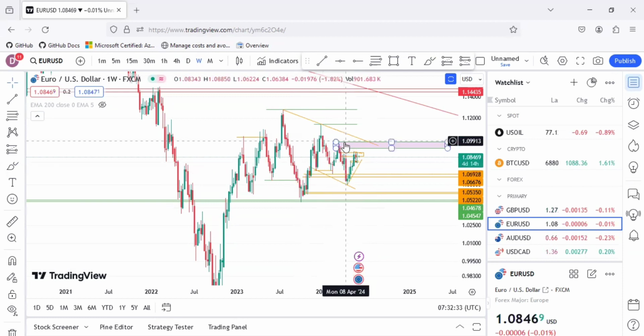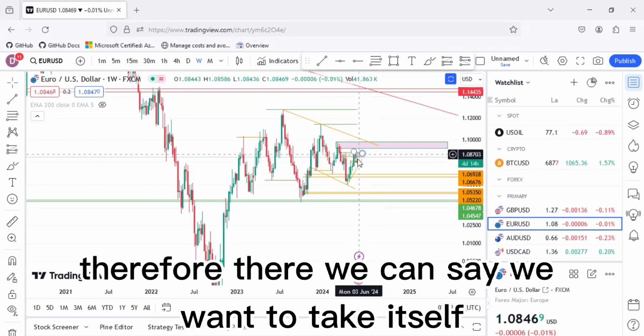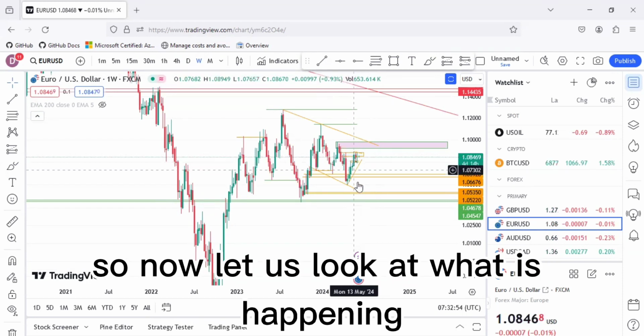So if you look at this particular candle, you can see this is an engulfing, and this engulfing cleared this low that we have here. That means it's retracing. Since this low has been destroyed here, you need to retrace this engulfing pattern that we have here. So if we have a rejection at this point now, then from there we can say we want to take a sell. So now let us look at what is happening.